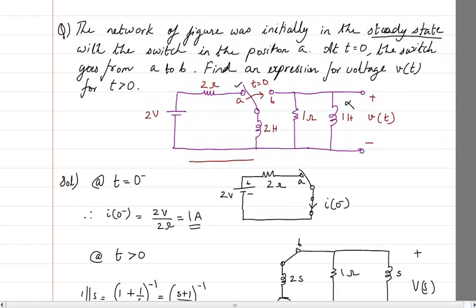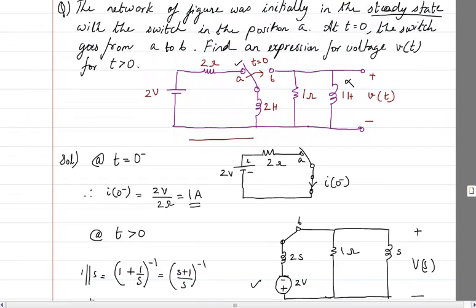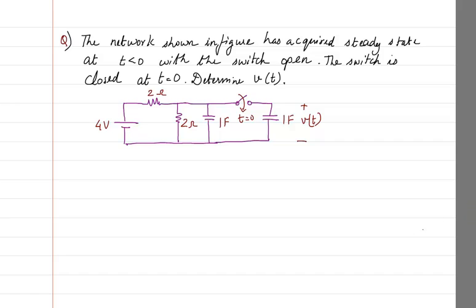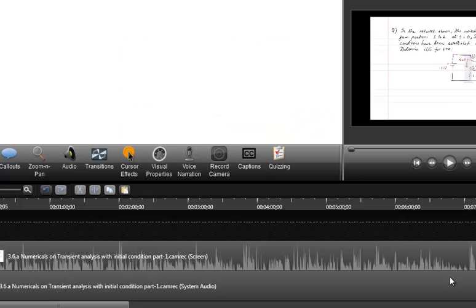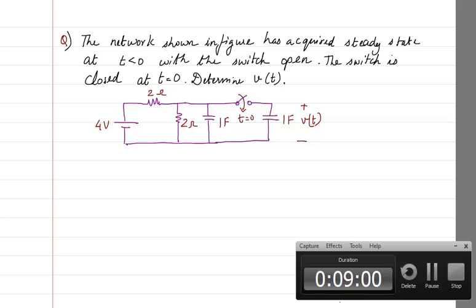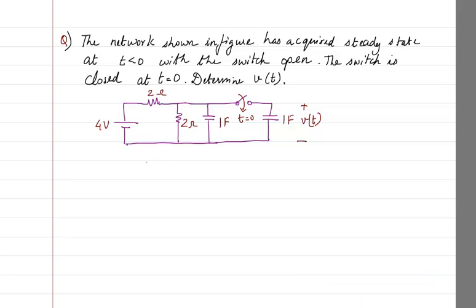So this is a problem. Let's take another problem in which now we are having a capacitor. The network shown in figure has acquired steady state at t less than 0 with the switch open. The switch is closed at t is equal to 0. Determine V of t.